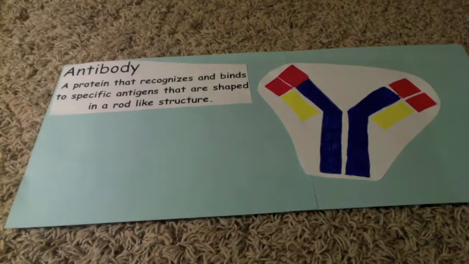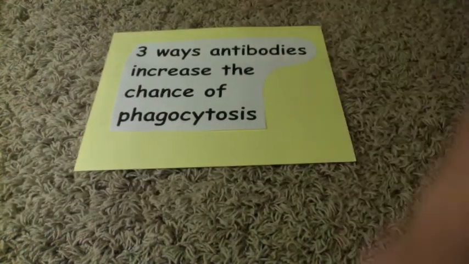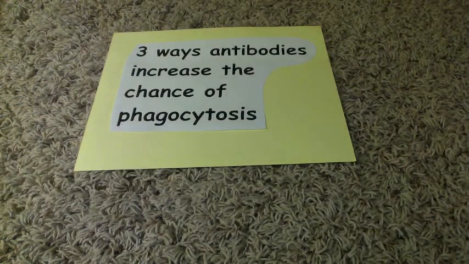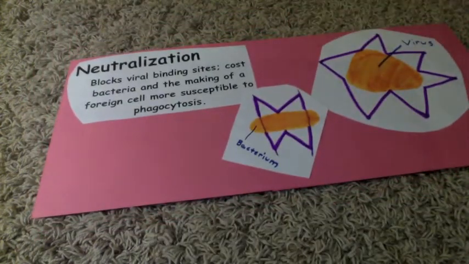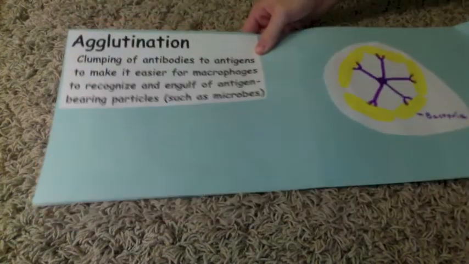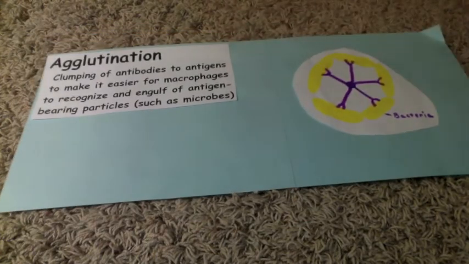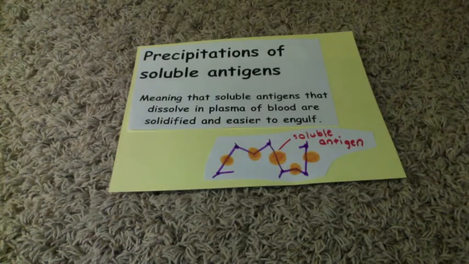Three ways that antibodies increase the chance of phagocytosis are neutralization, which blocks viral binding sites. This prevents bacteria and viruses from being able to bind to your cell membranes and get in. Agglutination, which is clumping to make it easier for macrophages to recognize and engulf antigen-bearing particles, such as microbes. And precipitation of soluble antigens, meaning that soluble antigens that dissolve in plasma of blood are solidified and easier to engulf.